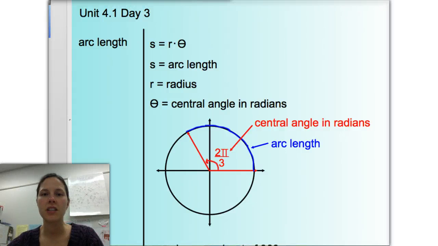We've got two more topics for this lesson. The first one is on arc length, or how to find part of the circumference of the circle. And the second one is converting between decimal degrees and degrees, minutes, and seconds.